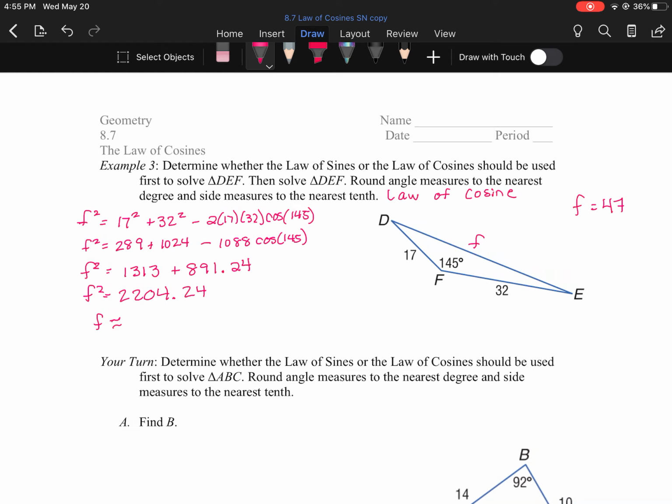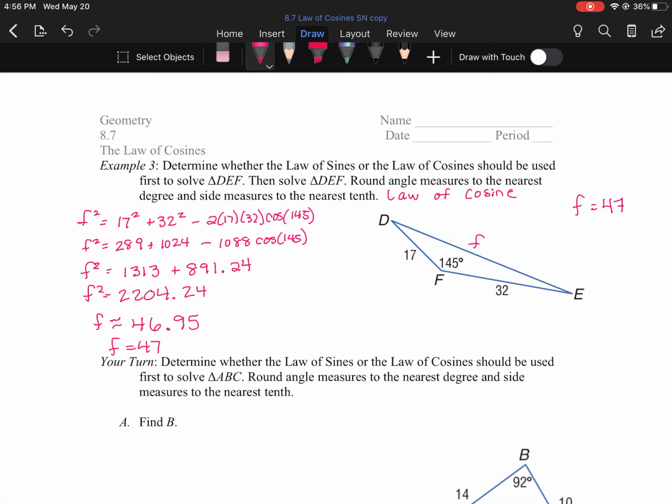2204.24. And now when we take the square root of that, we get 46.95. Round angle measures to the nearest degree. So that's how I have F is 47. Up to the nearest tenth, okay, still 47.0 because I'd have to round the 9. All right, so that one worked out. Thank goodness.